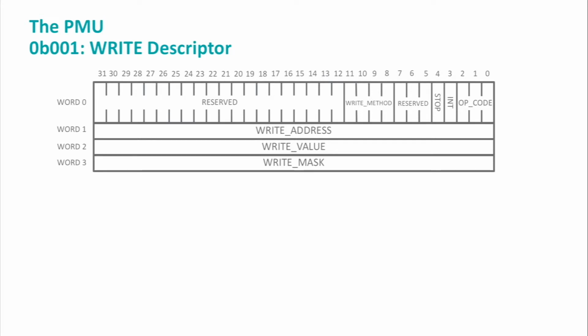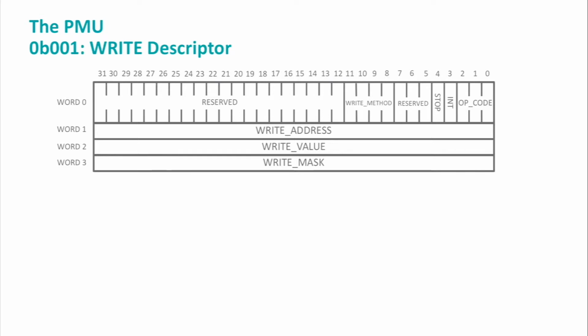Let's take a look at the write descriptor. Now, in its simplest form, the write descriptor can write a fixed value given in the write value field to any address given in the write address field. But the write descriptor can do much more than just writing values to memory.